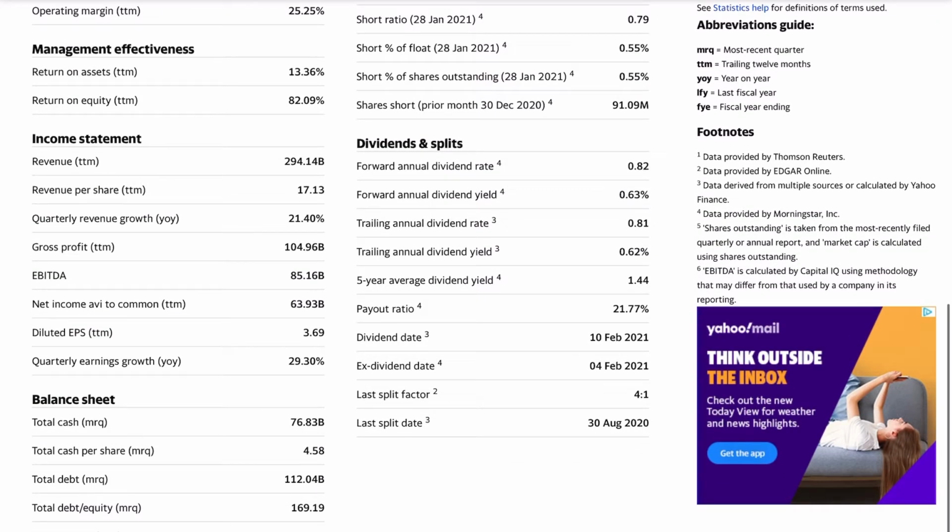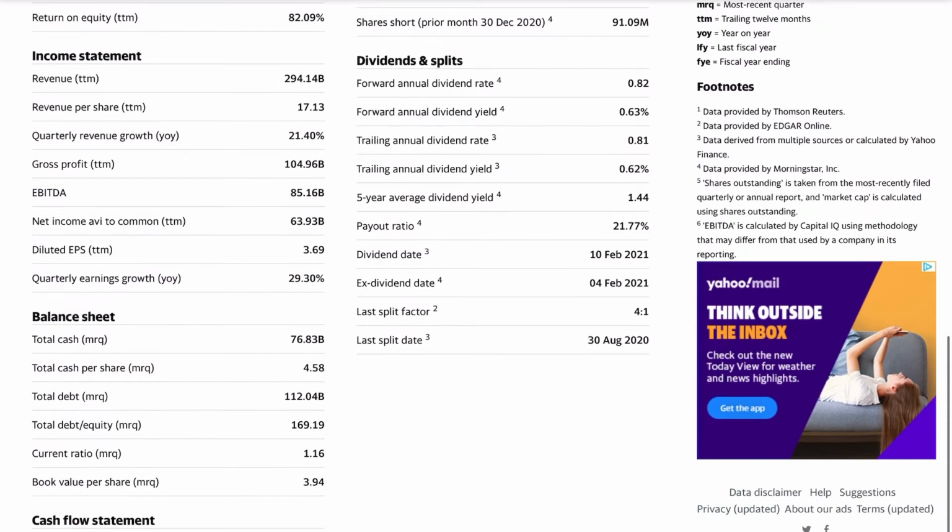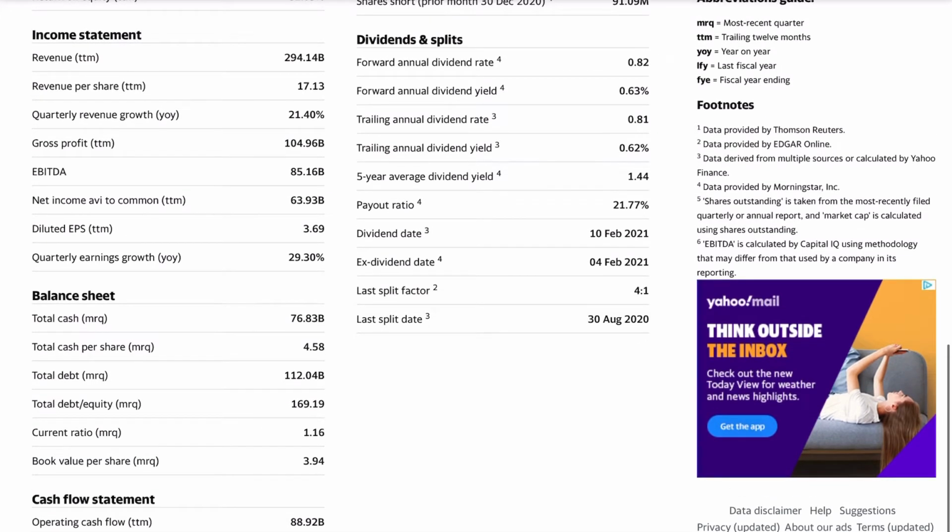So their revenue is $294 billion US dollars. Quarterly revenue growth, again, that might be something you would want to pay attention to, because it means that Apple is growing. It's expected to grow into the future at a similar rate, and they seem to be doing well. Their earnings have been growing over the past few years, hence the valuation on the business.